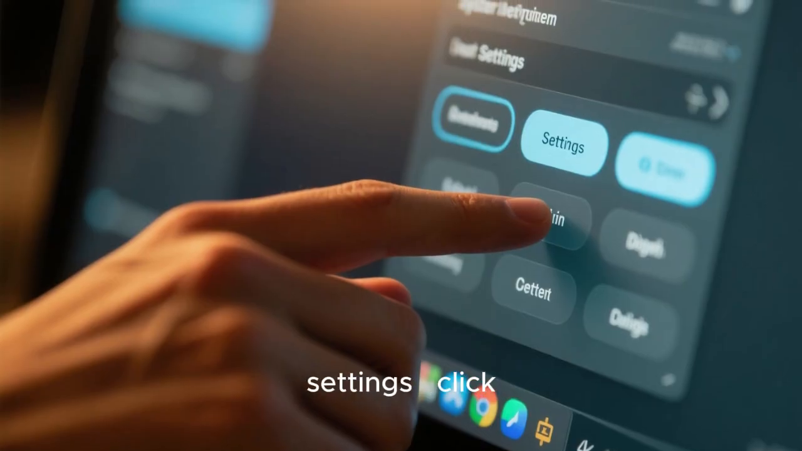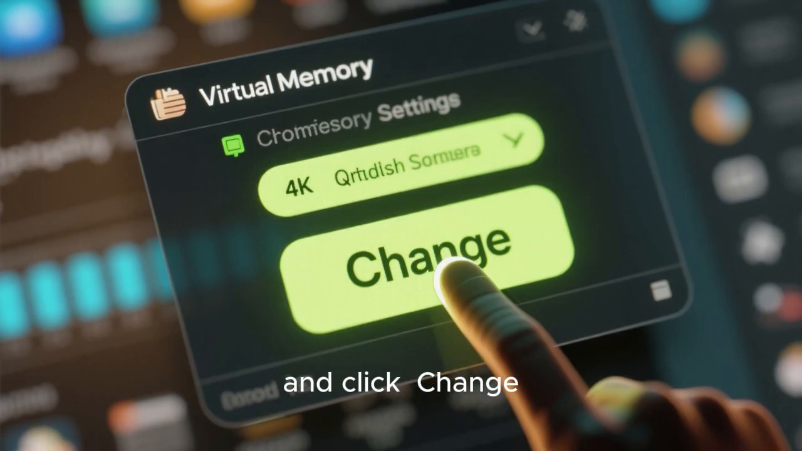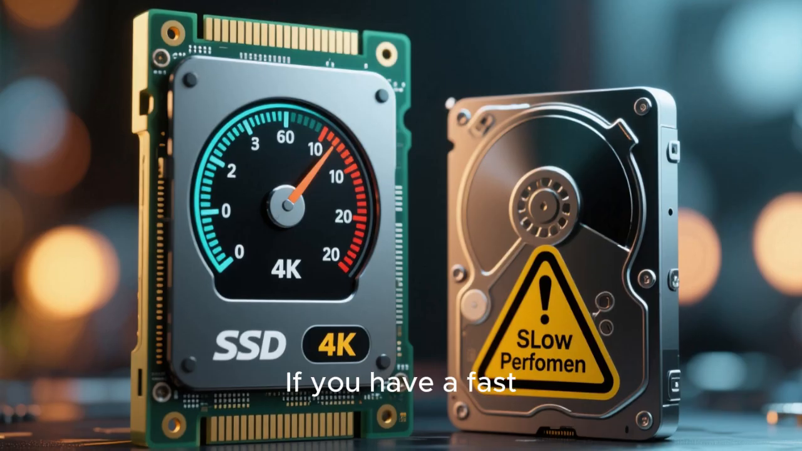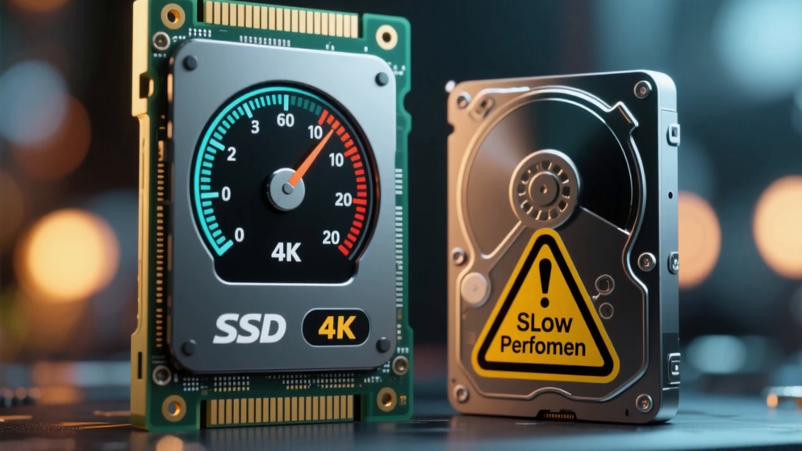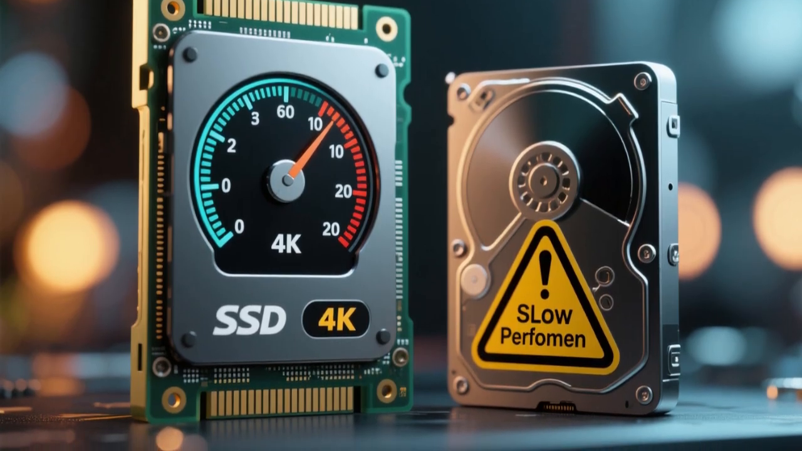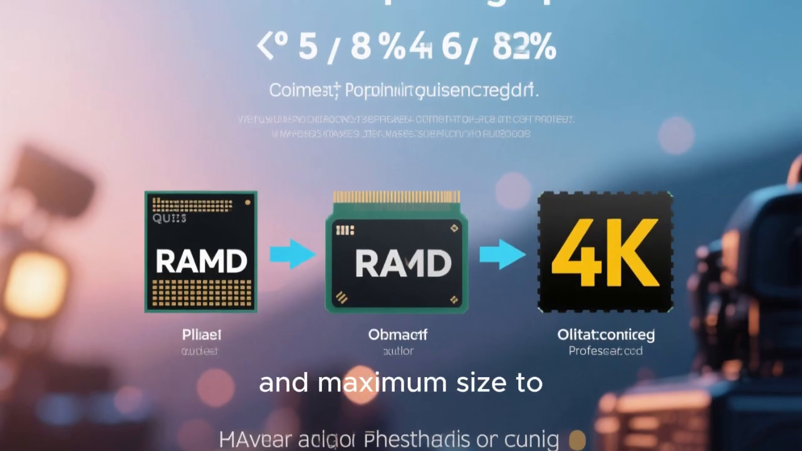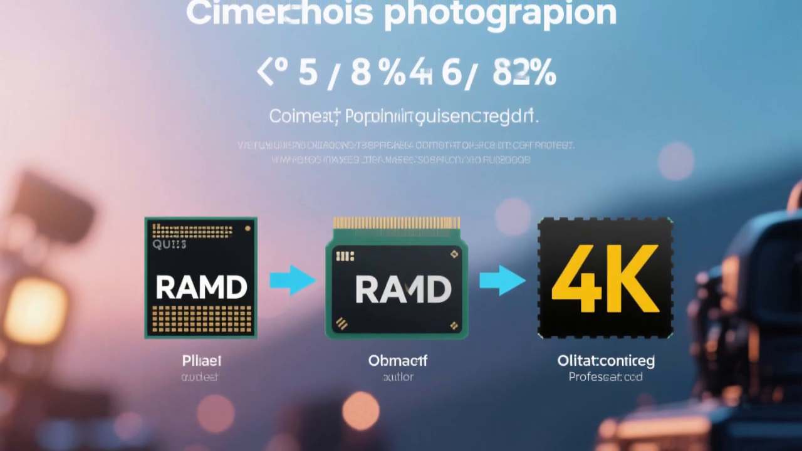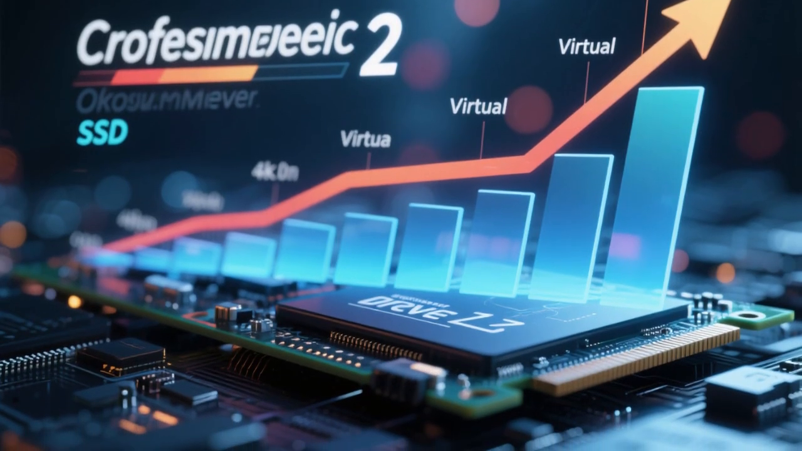Go back to View Advanced System Settings, click Settings under Performance, go to the Advanced tab, and click Change under Virtual Memory. Uncheck Automatically Manage Paging File Size for all drives if you have a fast SSD and a slow HDD. It's a good idea to disable the paging file on the HDD and set a custom size on the SSD. A common recommendation is to set the initial and maximum size to 1.5 times your total physical RAM. This can improve performance by ensuring the fastest drive is used for virtual memory.